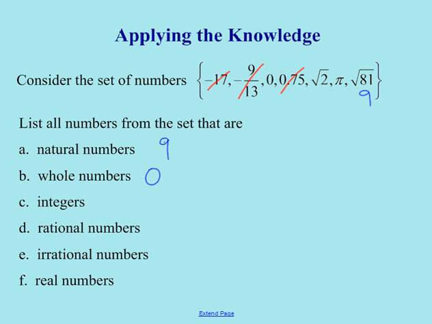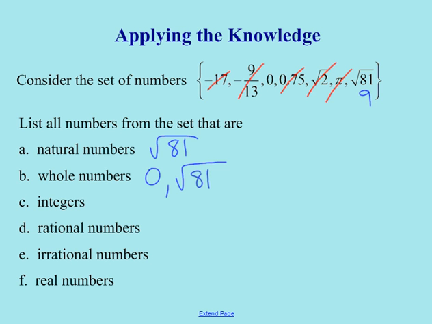0.75, not a whole number. Square root of 2, not a whole number. Pi, not a whole number. The number 9 is a whole number. So we have the square root of 81. And in fact, let me go back here because in part A I didn't want to write 9. I wanted to write the square root of 81.